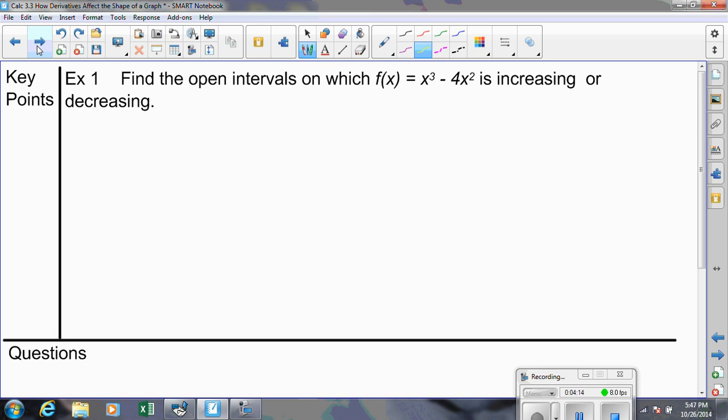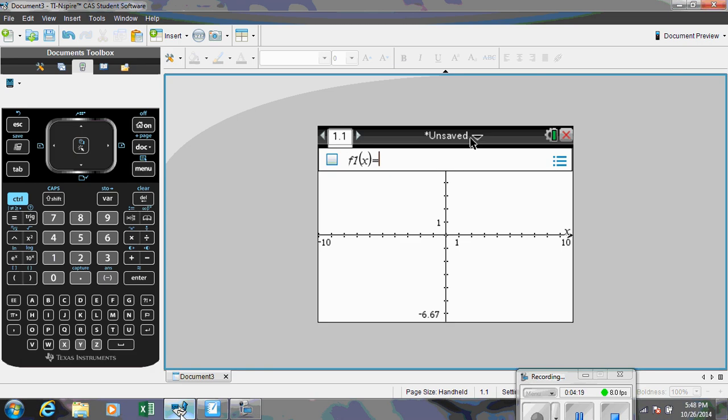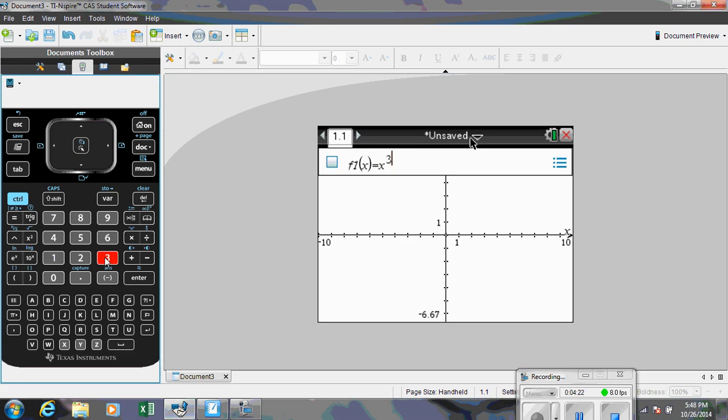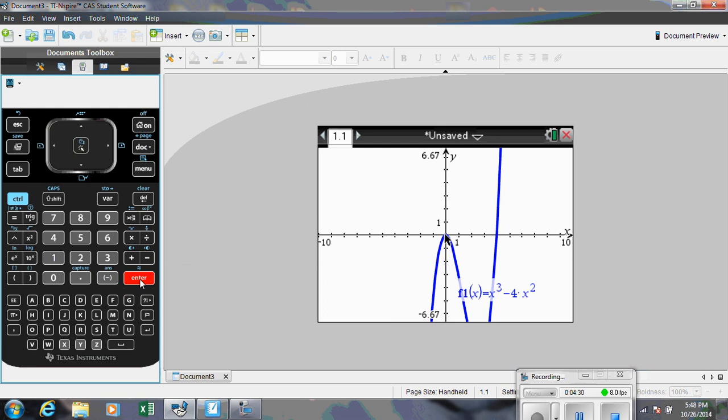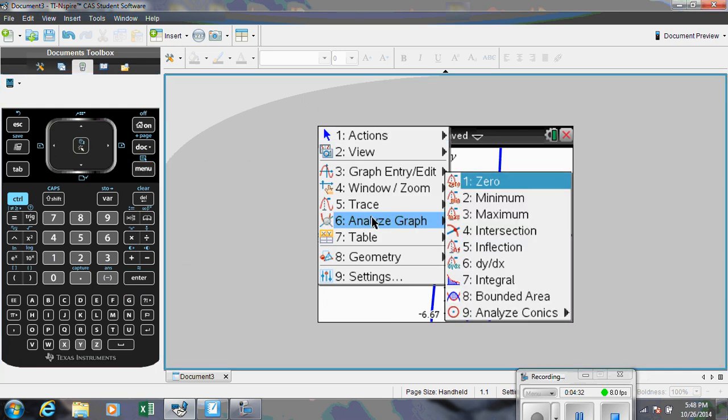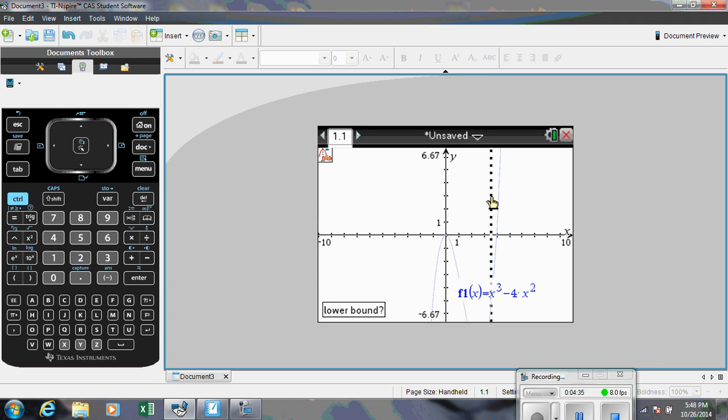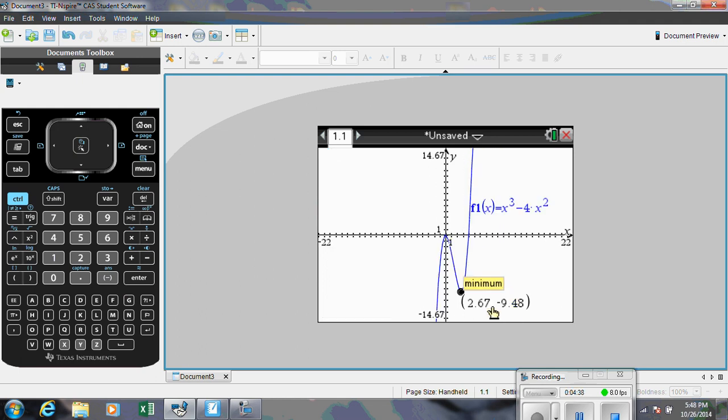Well, we have a couple of choices. If we want to do it graphically, yes, we know the calculator can do it. We can come in and type in x to the third minus 4x squared. I believe that was the correct function. And we can hit graph. And we would be able to use the calculator's minimum and maximum functions. We want a minimum here and there. And so there we go. We have an approximation. The minimum is occurring at 2.67. It is a minimum of negative 9.48.